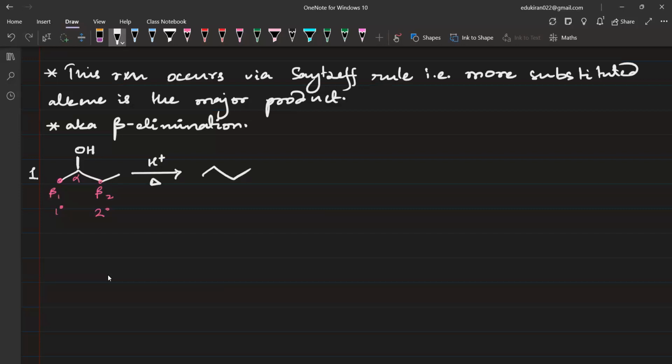You will get 1, 2, 3, 4 as it is. You will remove the OH from alpha and hydrogen from beta. उसके बाद double bond between alpha and beta. एक आपको ये मिलेगा plus 1, 2, 3, 4, and you will get this product.